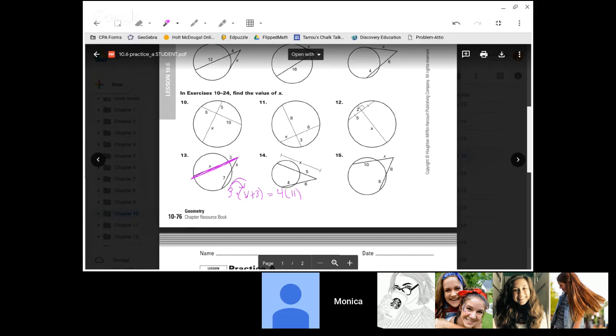So when we distribute this in here, 3 times x is 3x, and 3 times 3 is 9. And then 4 times 11 is 44. And then you're just going to solve for x. Does that make sense, Charlotte? Okay, Lily, hang on, let me pull that up.